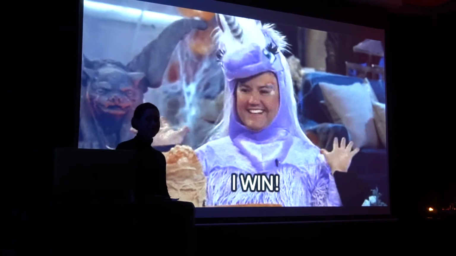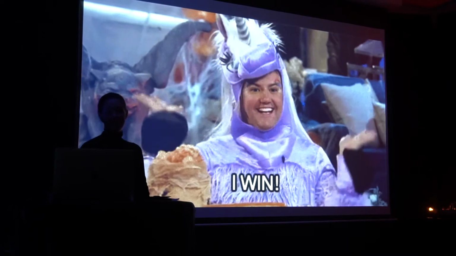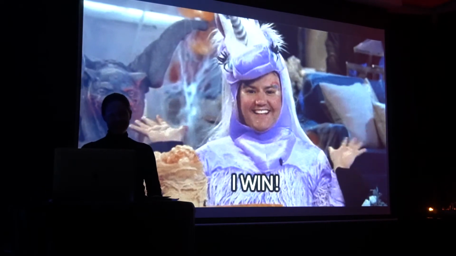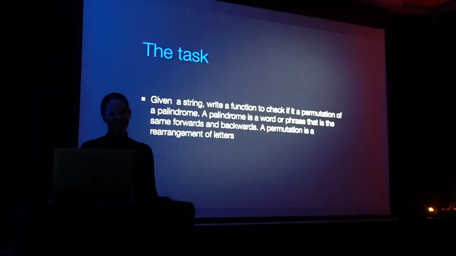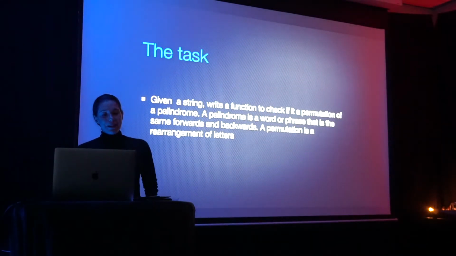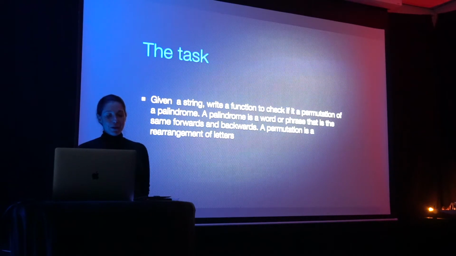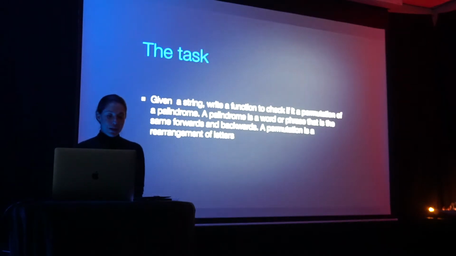Ta-da! But let's take a look at the next task. It's a bit more difficult than this one, but it's awesome. Given a string, write a function to check if it's a permutation of a palindrome. A palindrome is a word or phrase that is the same forwards and backwards. A permutation is a rearrangement of letters.